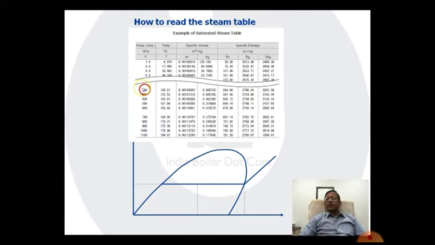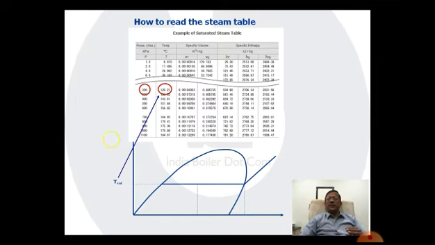So the first column would be the absolute pressure. Usually you are going to get a steam table in bar, not kPa. Here it is shown in kPa. The next column is the corresponding saturation temperature, Tsat. Then the next two columns are the volume columns, specific volume columns.